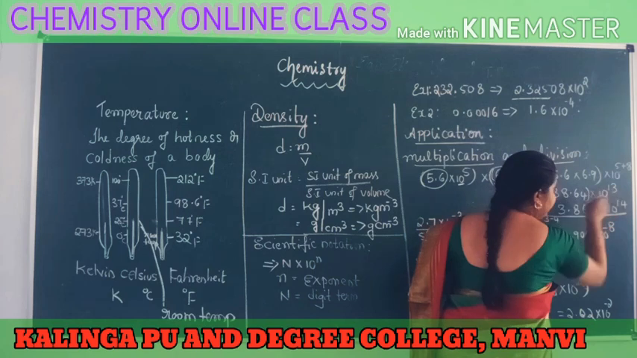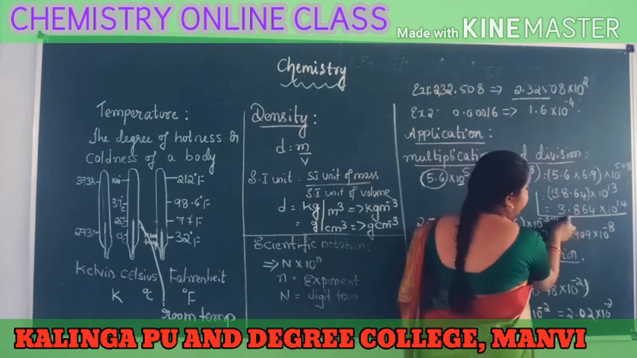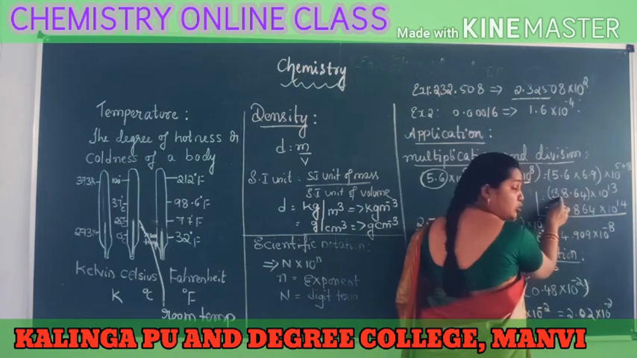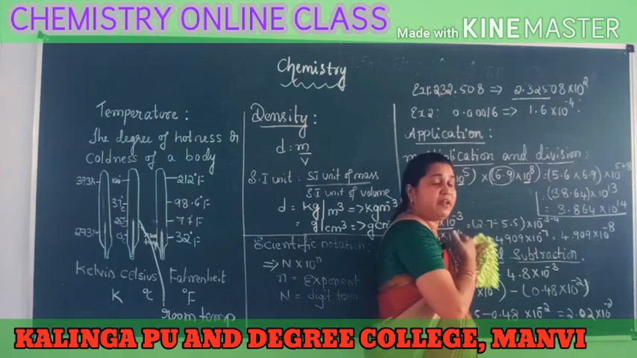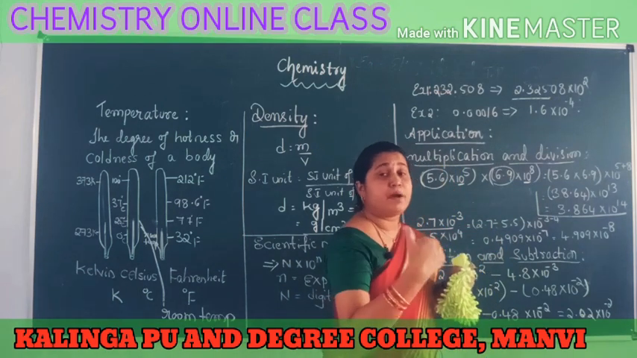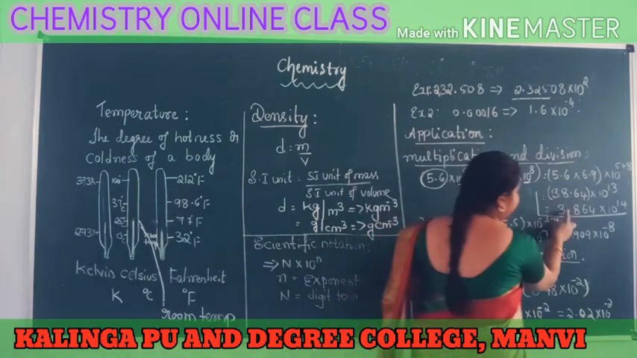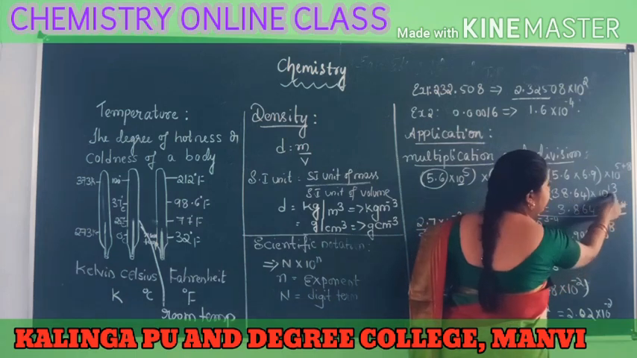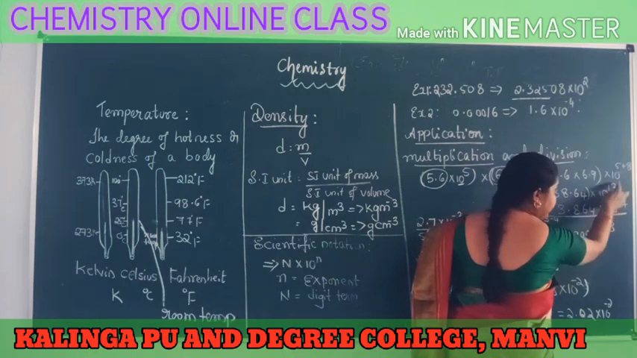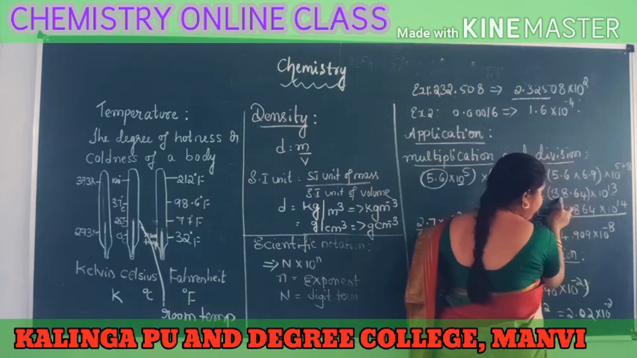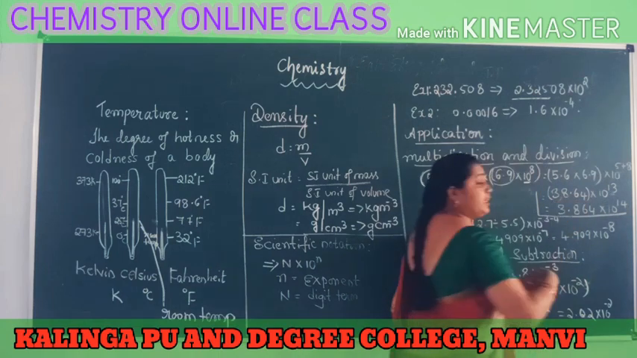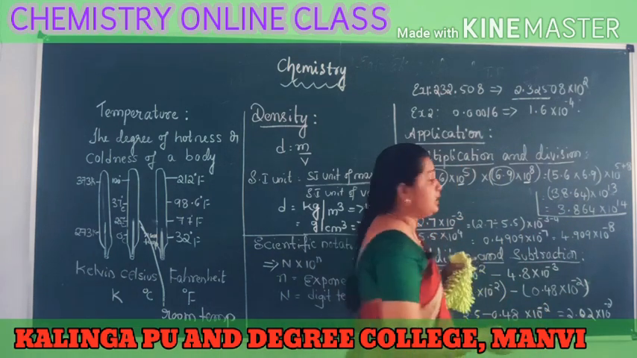Is it clear? Why did 13 become 14? Why has 10 power 13 become 10 power 14? Because we shifted the decimal to the left hand side. When we shift, we have to add the value, a positive value. So if we add 1 to 13, it has become 14, 10 power 14. So that's about the application of scientific notation in multiplication.